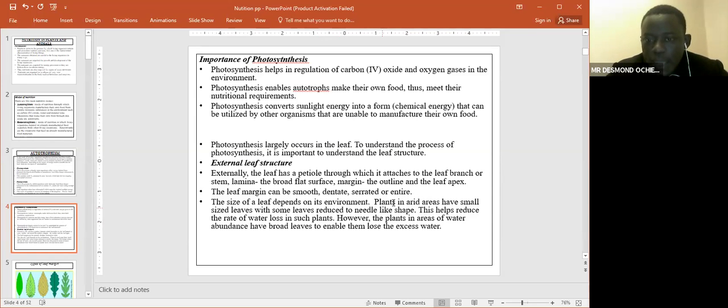That is why plants in arid areas have small size leaves, with some of the leaves reduced to needle-like shape. I know you've seen the likes of the pines and the thorny plants, whose leaves have been reduced to needle-like shapes. This helps them to reduce the rate of water loss or the rate of transpiration. However, plants in areas of water abundance have broad leaves. This is meant to enable them lose excess water. So this is another way in which the leaves are adapted to various environments.